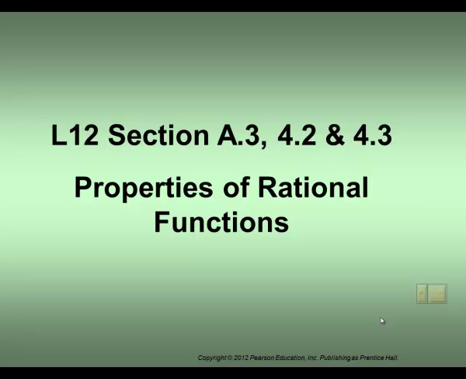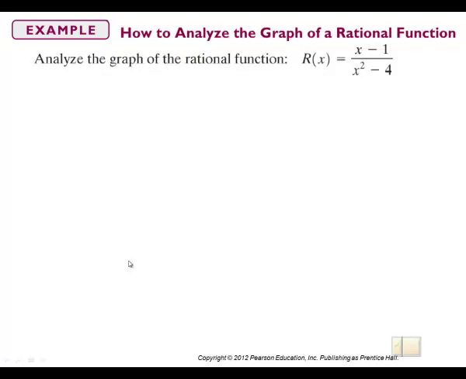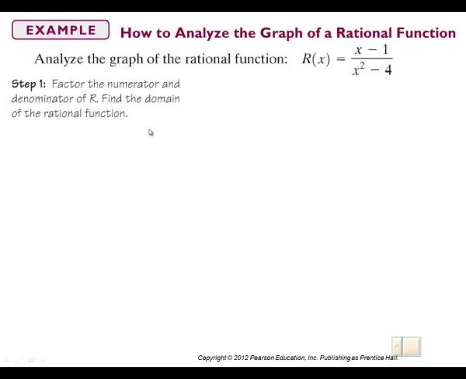Okay, this is MAT 175, Lesson 12, Sections 4.1, 4.2, and 4.3, Properties of Rational Functions: the asymptotes and the intercepts, and then we're going to graph it. Analyze the graph of the rational function. Factor the numerator and the denominator to find the domain of the rational function.